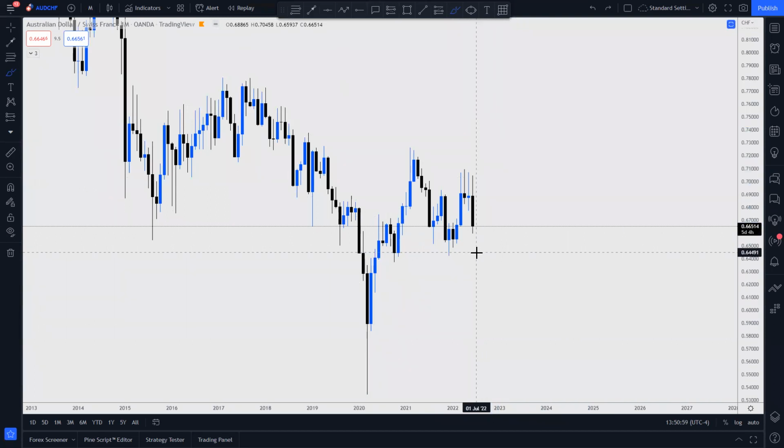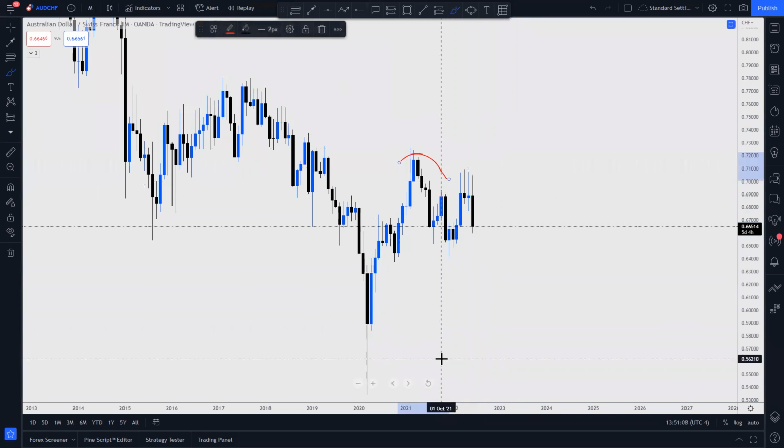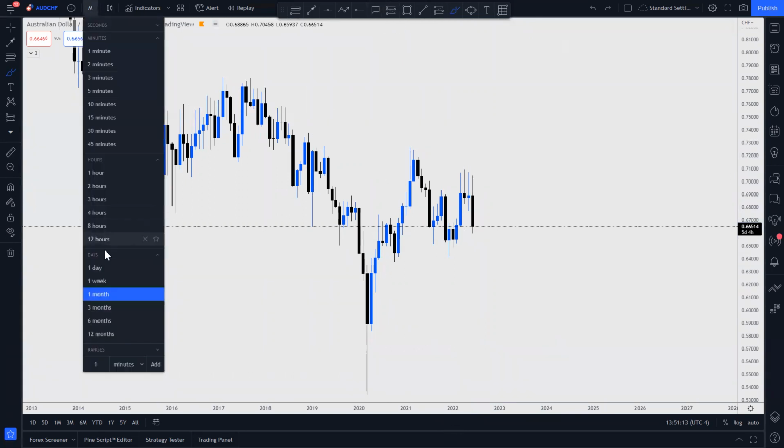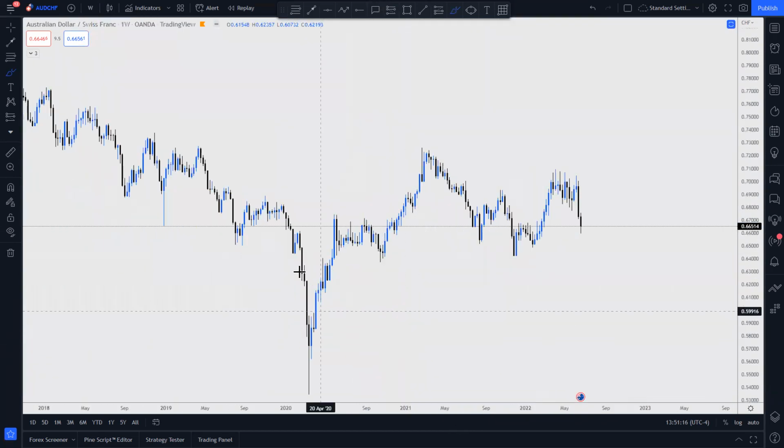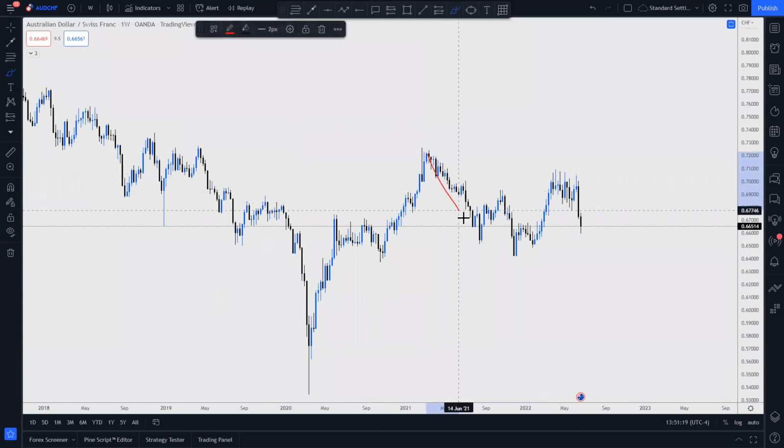This was the impulse. This was the correction. This is the new impulse. It failed to break the high, and here we come. That's the way I'm looking at it anyway. If we look at the weekly, what do we see? We have an impulse, correction, impulse, correction, a deeper pullback, and then we break that low.